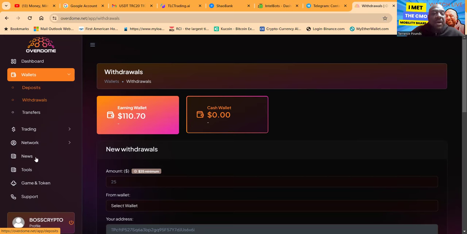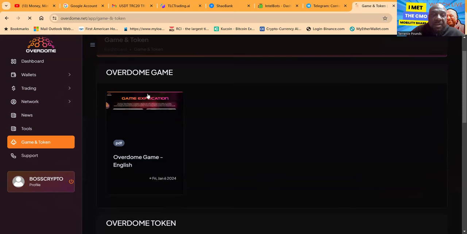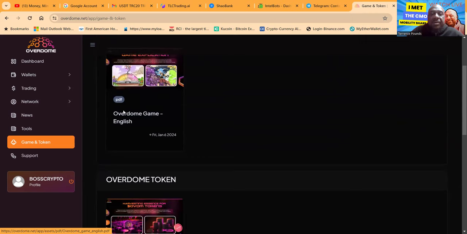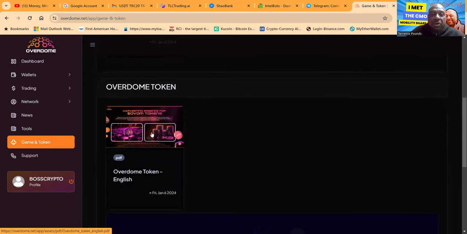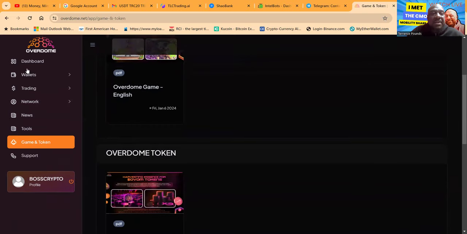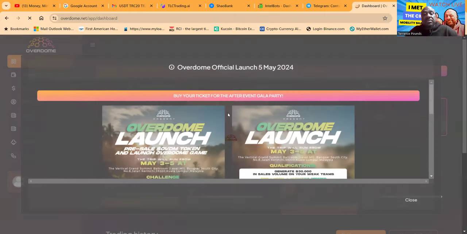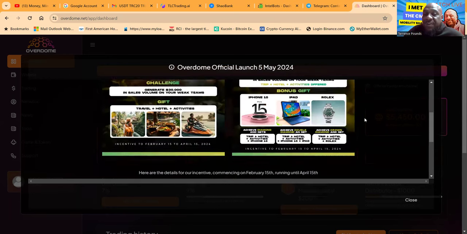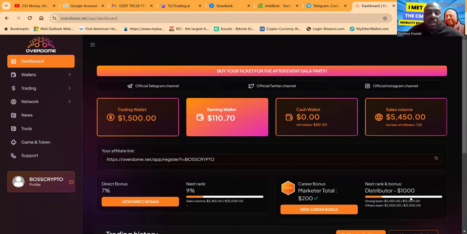But this thing has been working, folks, right? And then they have a game and a token. So they have a game, and you can come and look at the game explanation if you're into games. There's a whole PDF right here. And then they have a token, the OVDM token. They have a whole PDF about their token and the tokenomics. So, folks, it's working. I've been in it for a long time. And their official launch right here, folks, is May 3rd to May 5th. So they haven't even had their official launch yet. And so are you early? Maybe so. I put $1,500 in here.